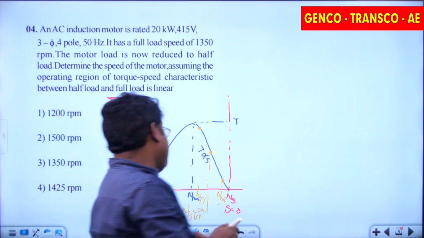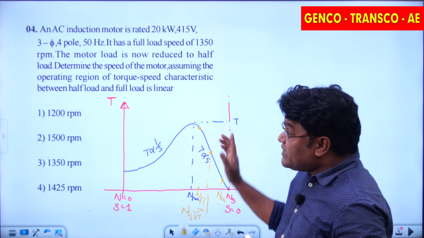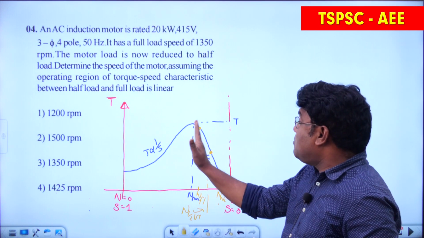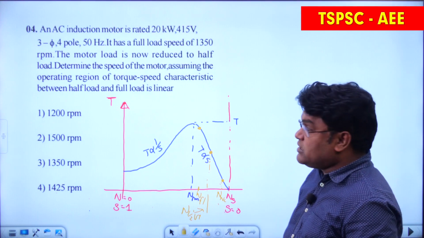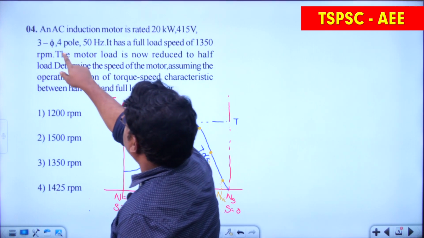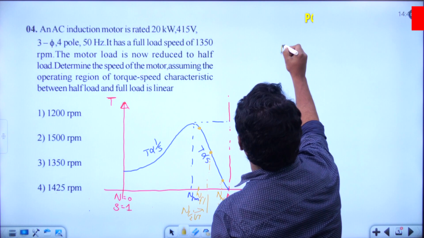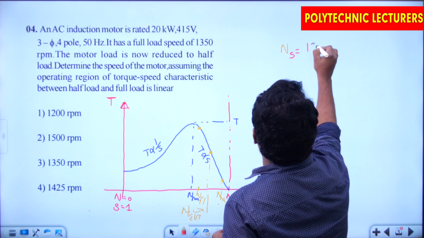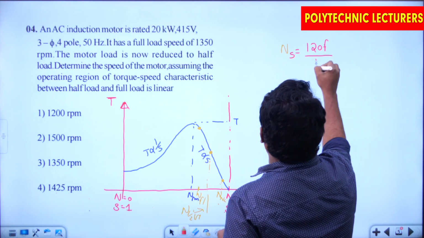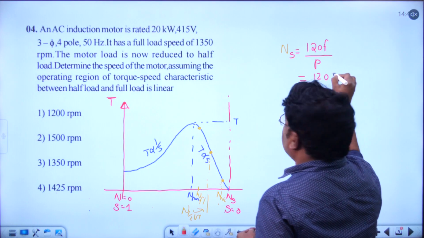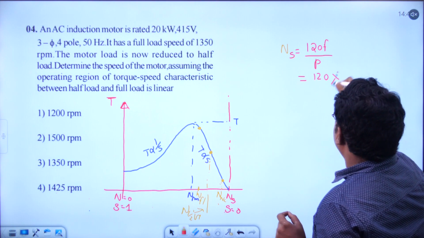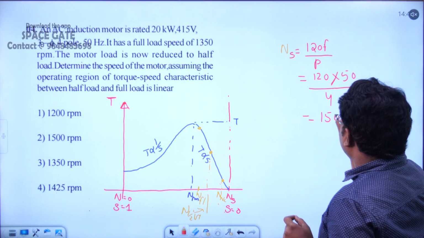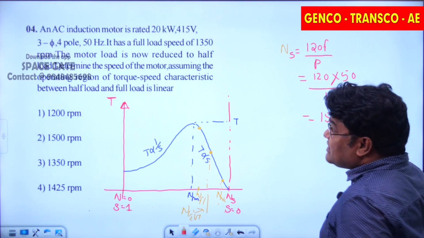Now what is the requirement? The full load speed is less than the no load speed, and the full load speed is less than the no load speed and the synchronous speed. Now it is given that it is 3-phase, 50 hertz. What about the synchronous speed of the motor? The synchronous speed Ns is equal to 120f/P. With 50 hertz frequency and 4 poles, it is 1500 rpm. So this is the synchronous speed.